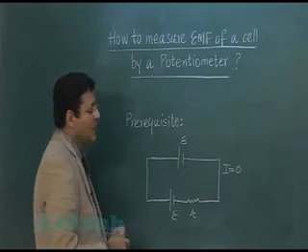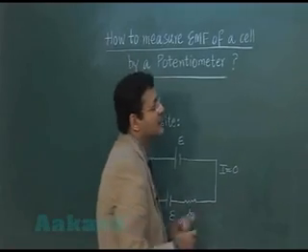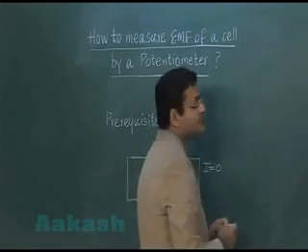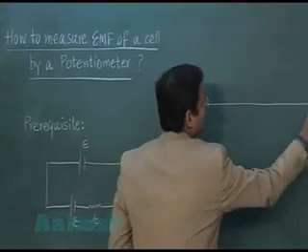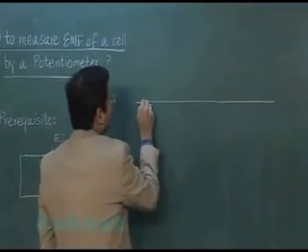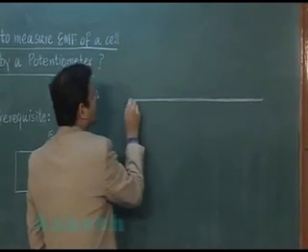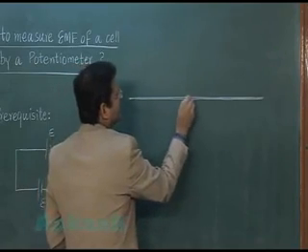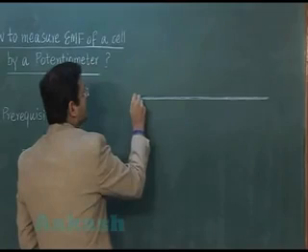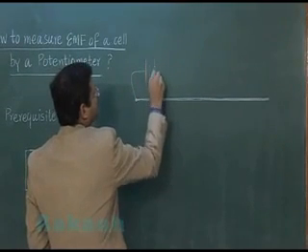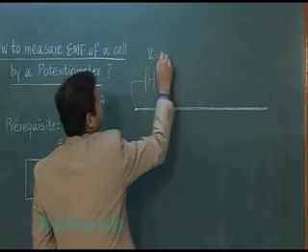You agree? Now once you have understood this concept, then try to understand what a potentiometer looks like. In a potentiometer, essentially we have a meter long wire. There is no restriction as such that the wire should be of 1 meter only, but generally we keep a meter long wire which is connected to a supply voltage. This supply voltage may be, let us suppose this supply voltage is 100 volt.